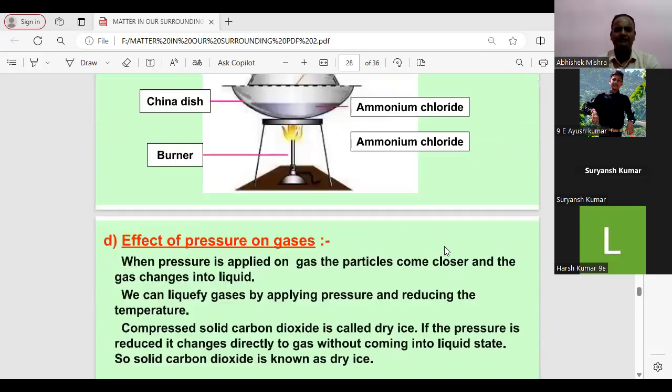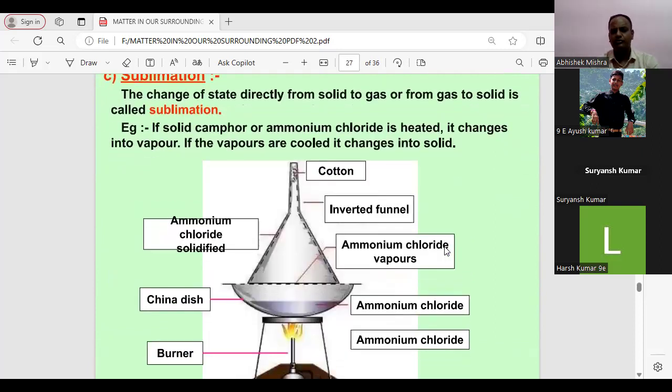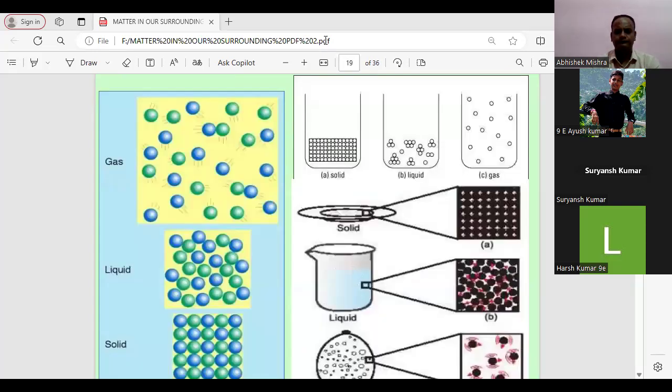Now, students, here I would like to give you an assignment. All of you, take out your copies. Write a question: tabulate the difference between the three states of matter. So this is the assignment, students, the differentiation between the three states of matter.